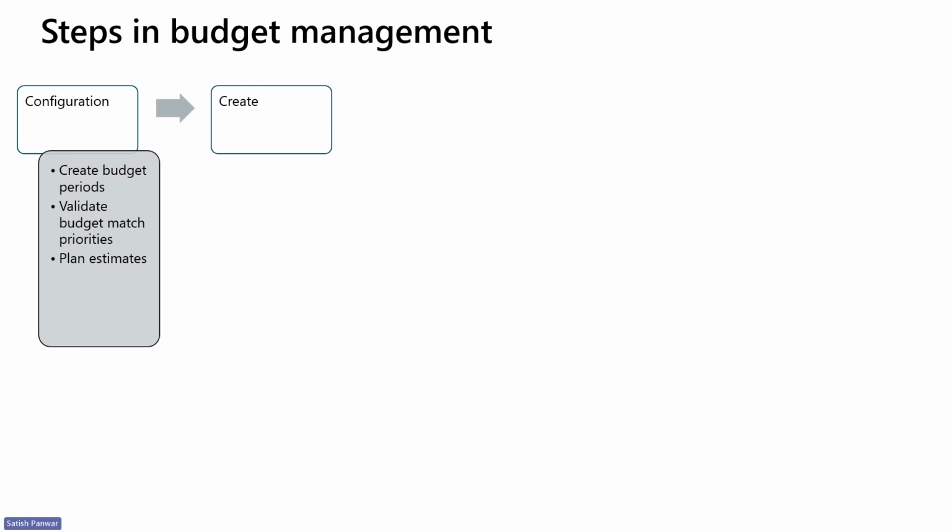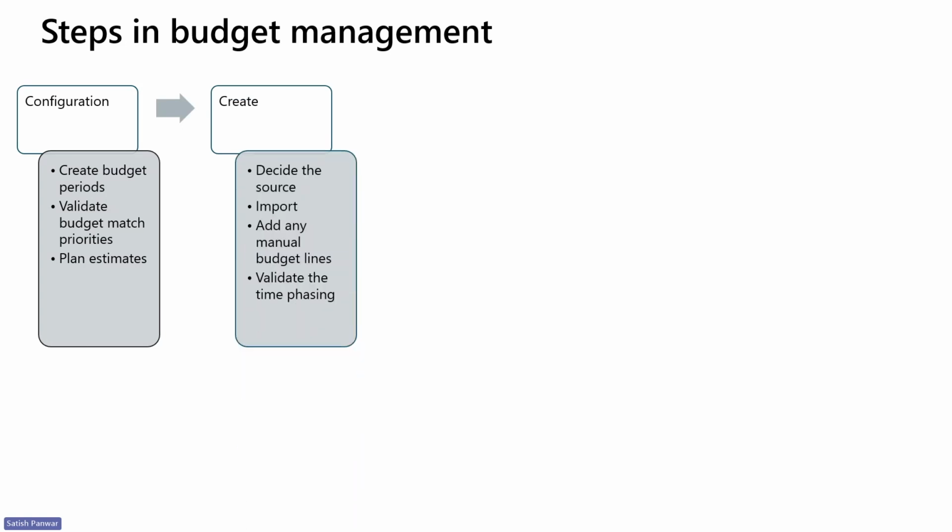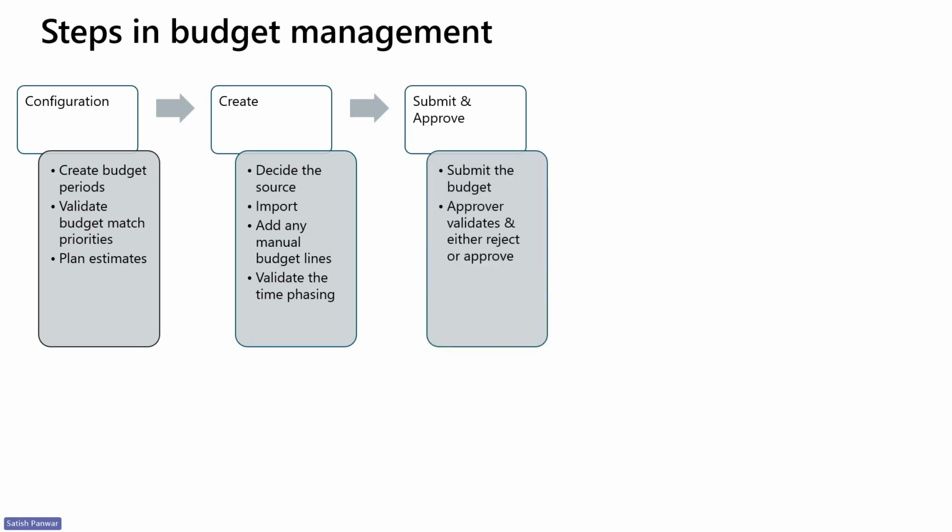Once you are good with the configuration, you start with the creation of a budget, where you could decide what is the source you want to use, whether you want to use your estimates, quotes, or contracts, or you want to add a few more budget lines manually as well. This also time phases the budget lines into budget line details. That means you are going to distribute your budget line over a period of time.